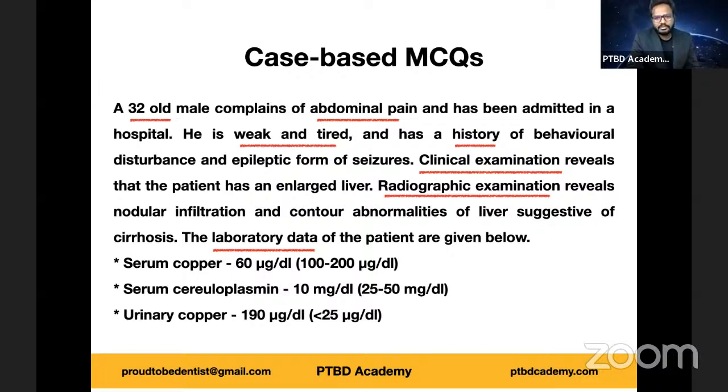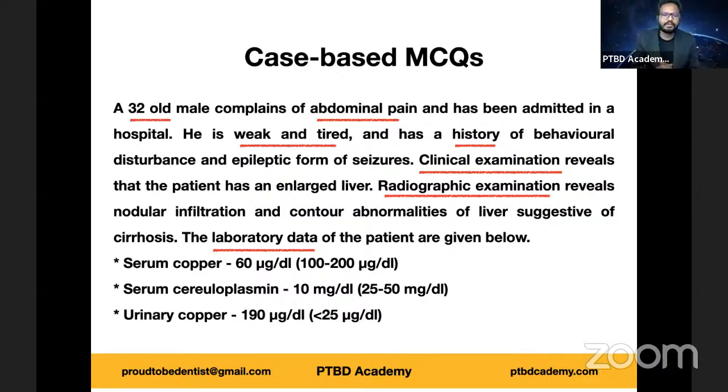So you can look into the age of the patient, the chief complaint, the various clinical features, clinical examination, that is signs, and radiographic examination, which is suggestive of liver cirrhosis. And most importantly, you have laboratory data, almost diagnostic of a particular disease. Serum copper is 60 micrograms per deciliter, where the normal range is 100 to 200 micrograms per deciliter. Serum ceruloplasmin, which is secreted by the liver, has a normal range of 25 to 50 milligrams per deciliter, but even that is decreased in this patient. Urinary copper is increased, up to 190 micrograms per deciliter, where the normal urinary copper level is less than 25 micrograms per deciliter. So this is the context you have.